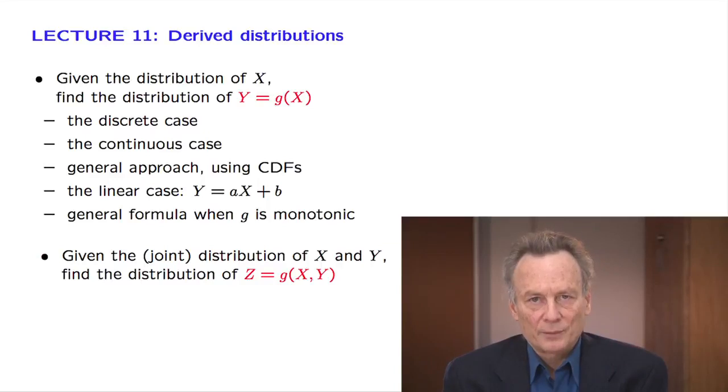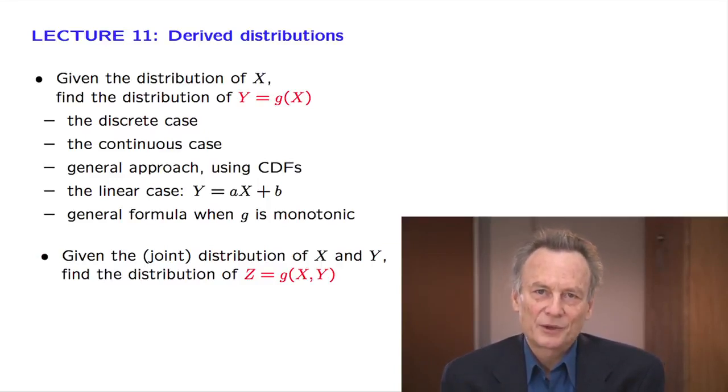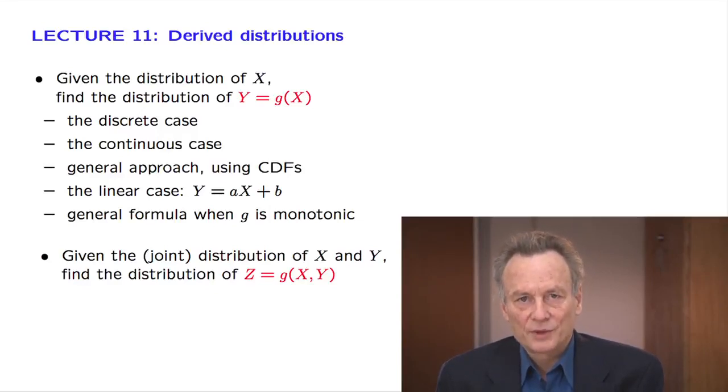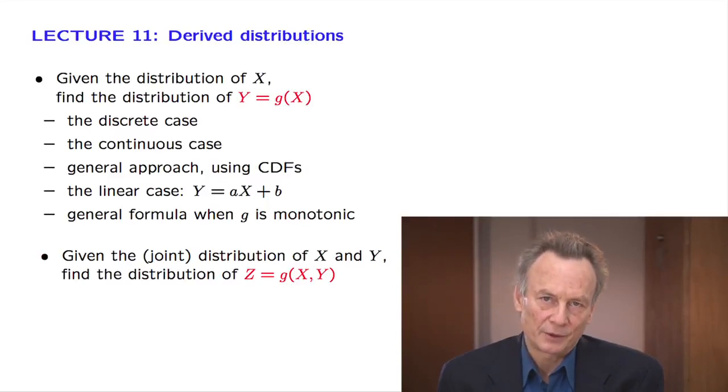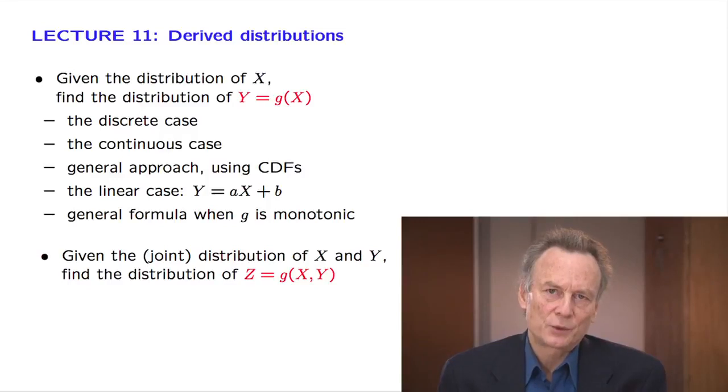After going through a warm-up, the case of discrete random variables, we will see that there is a general, very systematic, two-step procedure that relies on cumulative distribution functions. We will pay special attention to the easier case where we have a linear function of a single random variable. We will also see that when the function involved is monotonic, we can bypass CDFs and jump directly to a formula that is easy to apply.